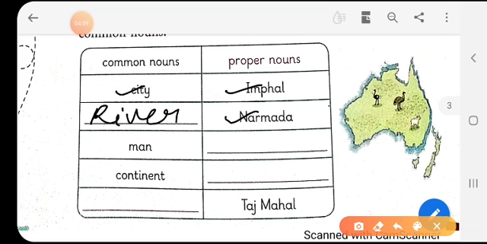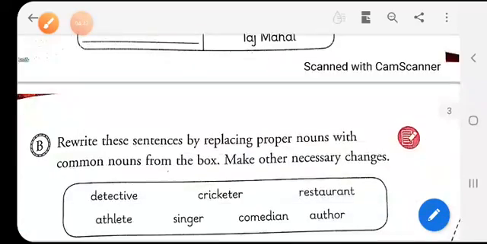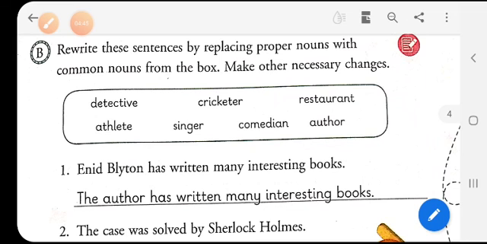Then, our next example is a man. You can write the name of any man or a male person over here. Now, you will do it all by yourself. This is a continent and you will write the name of any one of the 7 continents. Here we have the name Taj Mahal, and what is a Taj Mahal? It is a monument. So you will write here monument or historical building. Got it? Okay, let's move to our next work.